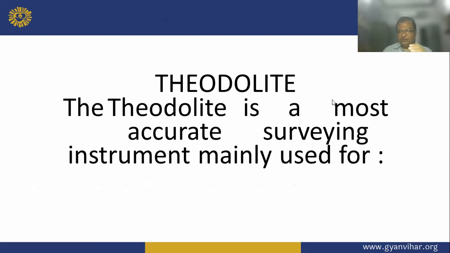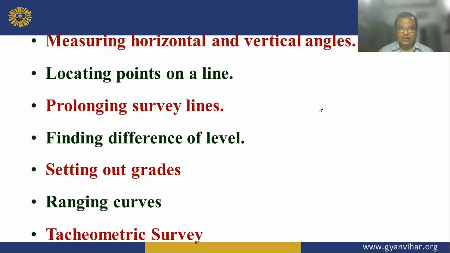Now, theodolite. The theodolite is the most accurate surveying instrument mainly used for measuring horizontal and vertical angle, locating point on a line, prolonging survey line, finding difference of level, setting out of grade, ranging curve, and tachometric survey.